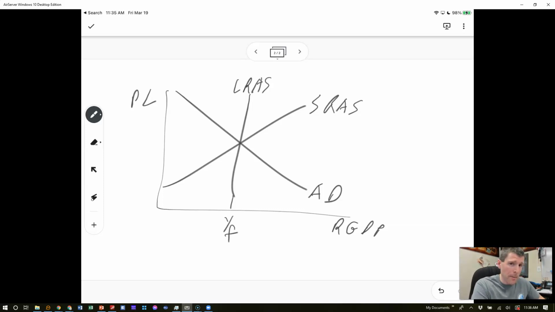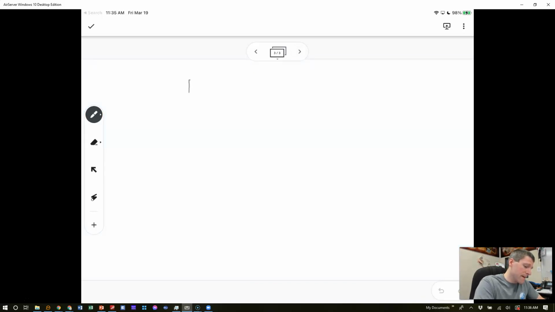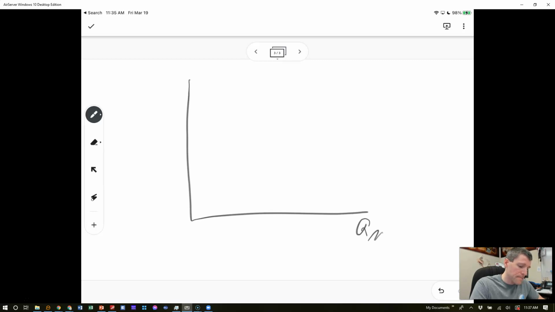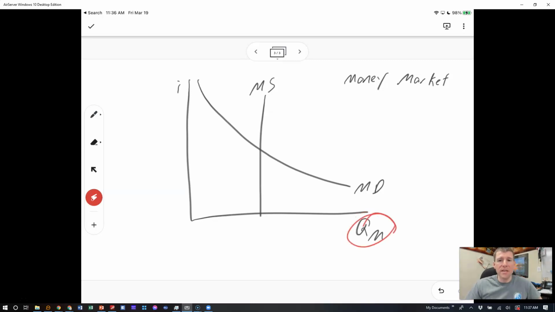Alright, now for monetary policy, we have a new graph that we have to deal with. And it looks like this. Okay, this is the money market graph. So this is a supply and demand graph, and what it is the supply and demand of is money in the economy. Now the x-axis here is the quantity of money in circulation.